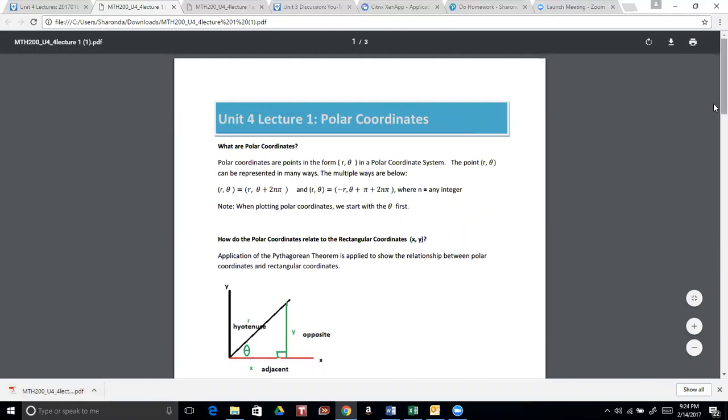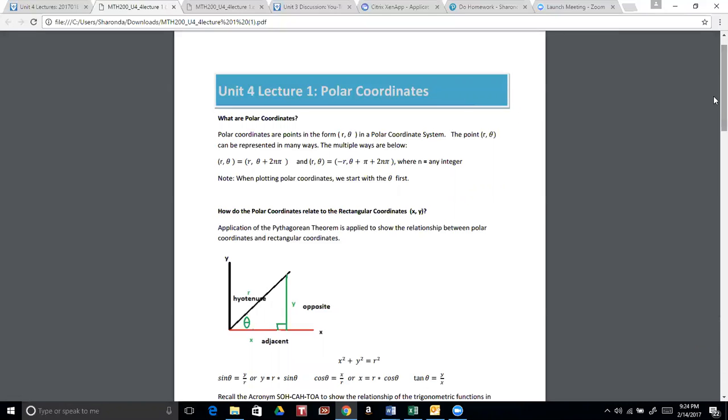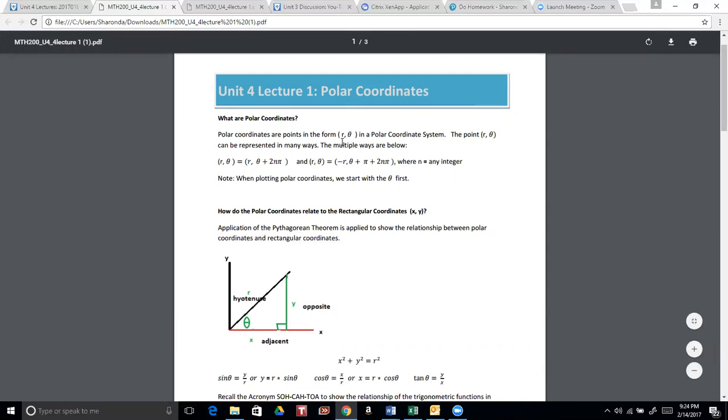The first part is dealing with the polar coordinates. And so the first question is, what are polar coordinates? So basically, you're going to see the notation in the form of r theta. Now you remember the r from your right triangle or from the Pythagorean theorem. This is known as your hypotenuse. All right, so the point r theta can be represented in many ways.